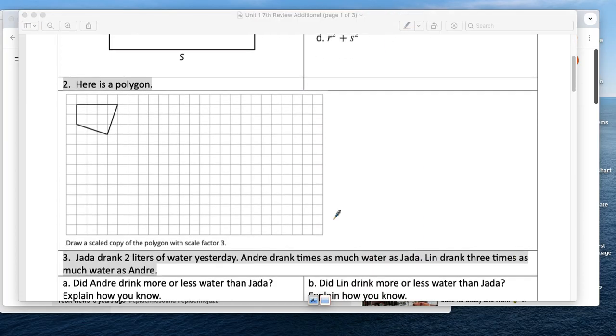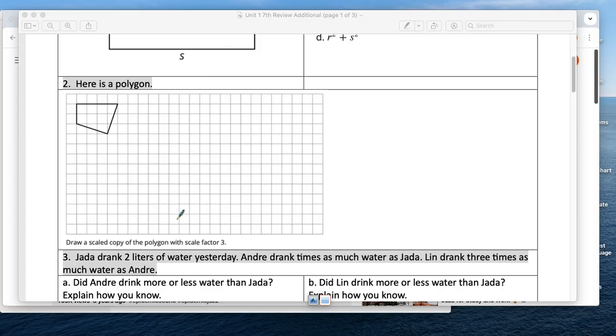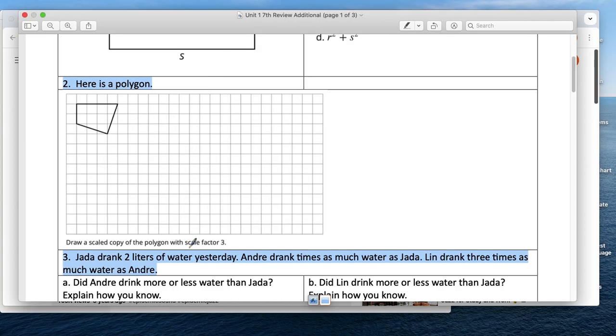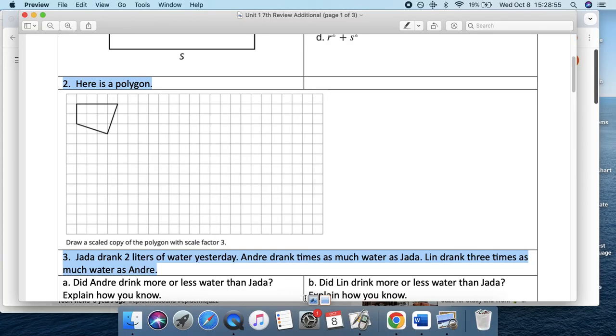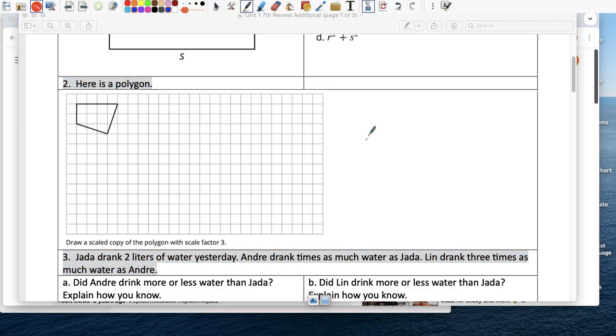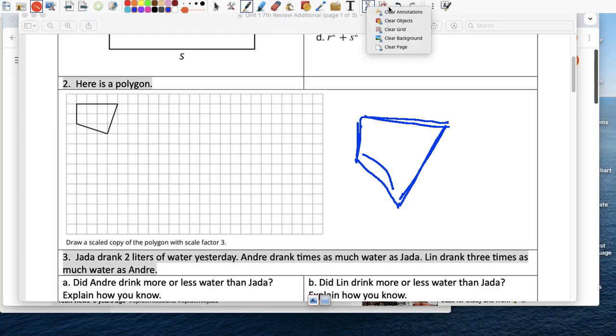Here's a polygon. Draw a scale copy of the polygon with a scale factor of 3. So again, if we're going to do a scale factor, I know a couple of things before I even start. The image that I'm about to create is going to be the same type of image, but the dimensions, these sides here, are all going to be bigger by a scale factor of 3. So let's see what that means.